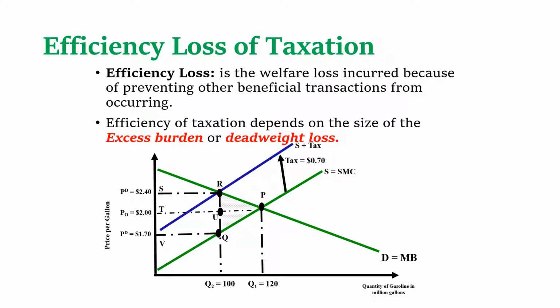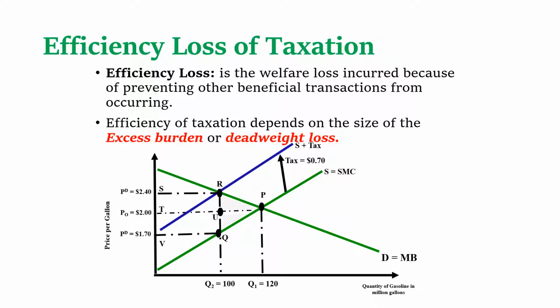PQR. No transactions are taking place. Because no transactions are taking place, there is welfare loss. That welfare loss is what is referred to as a deadweight loss or efficiency loss of taxation. So when a tax is imposed, let's imagine at first we don't have this blue line, no tax, right? Transactions are 100% between the sellers and the buyers, because the transaction between buyers and sellers is at the intersection of demand and supply at point P, right?